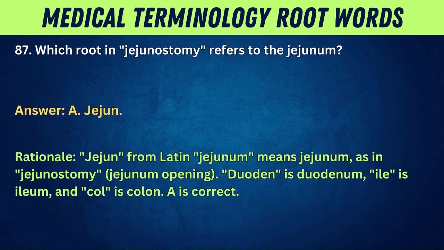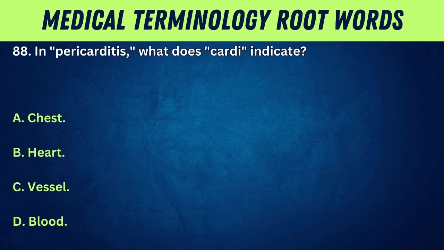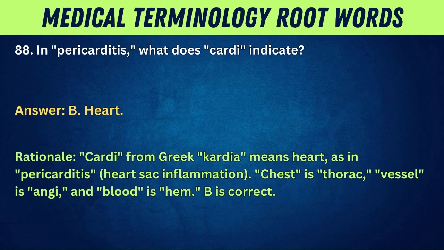Jejun. Rationale: jejun from Latin jejunum means jejunum, as in jejunostomy, jejunum opening. Duoden is duodenum, ile is ileum, and col is colon. A is correct. 88. In pericarditis, what does cardi indicate? A. Chest. B. Heart. C. Vessel. D. Blood. Answer: B.